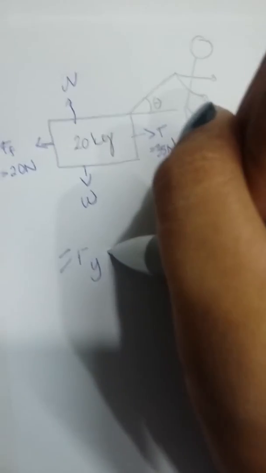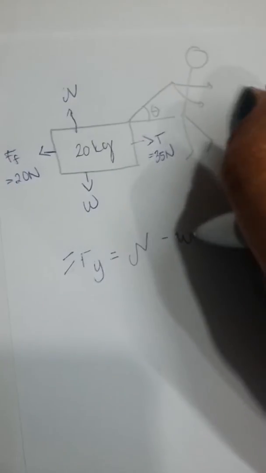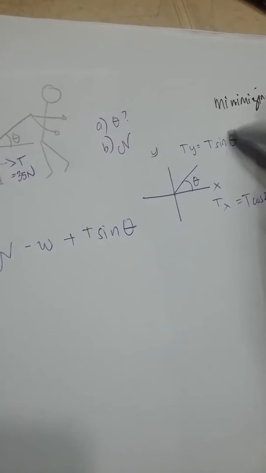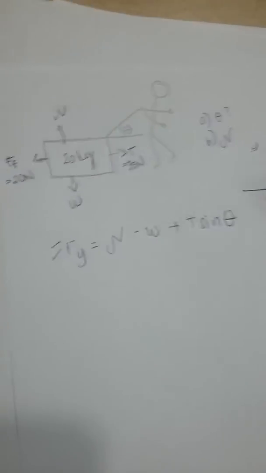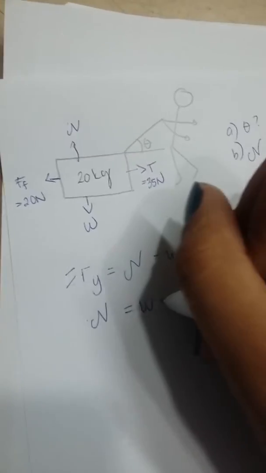For the summation of forces in y, we have normal force minus the weight plus T sine theta from this diagram. From that we would get normal force equal to weight minus T sine theta.